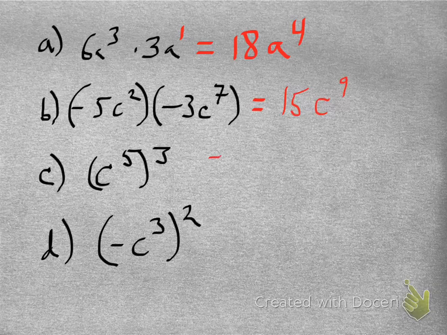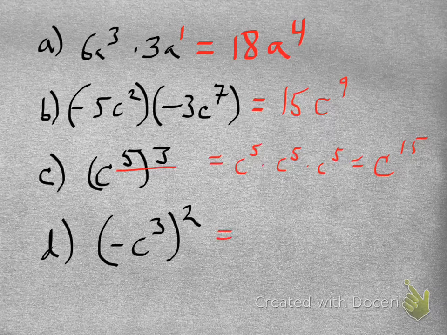The next one, all right, the next one is power to a power. And again, if you have trouble with this one, you could always write it out as c to the 5th times c to the 5th times c to the 5th and use the old rule where it's just going to be c to the 15th. Okay, and sure enough, you multiply 5 times 3 and you get 15.